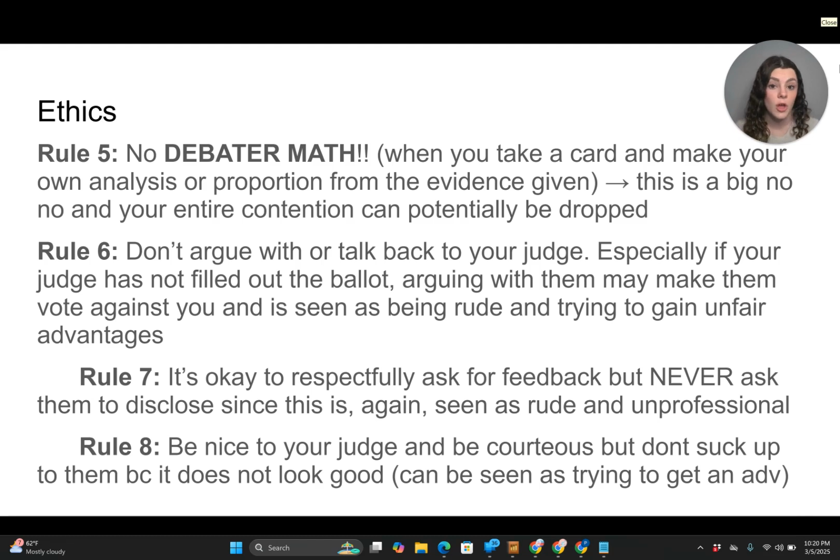Do not argue with your judge. I've had opponents who have talked back to my judge. Judge put them in their place and said automatic loss.